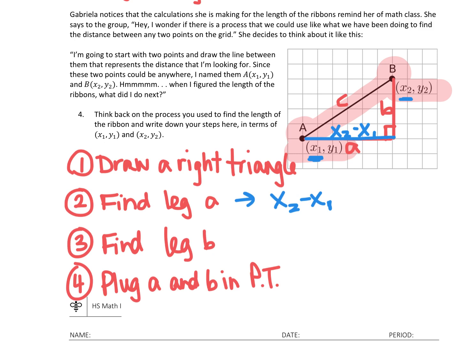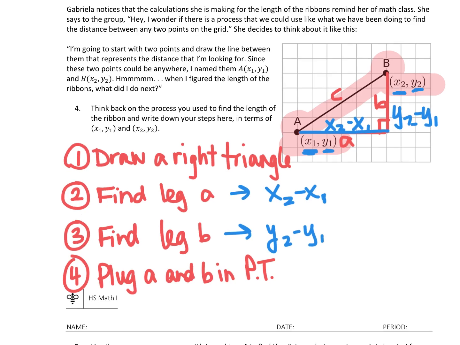And then if I wanted to find my second leg, B, that's my vertical leg. All I would do is subtract my y's, right? These y's are the vertical leg. That would be y2 minus y1. So I'd say y2 minus y1.